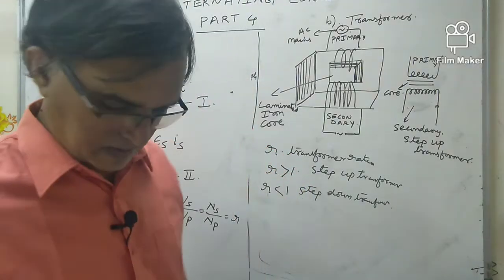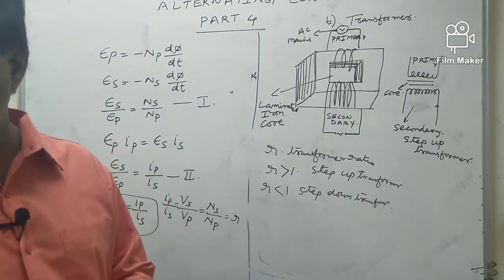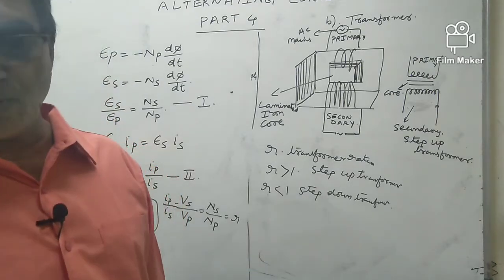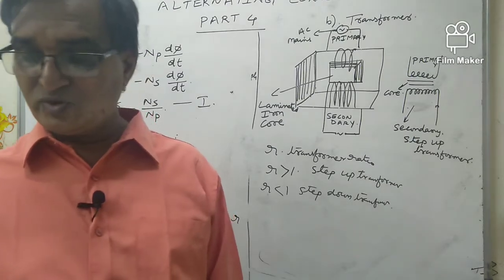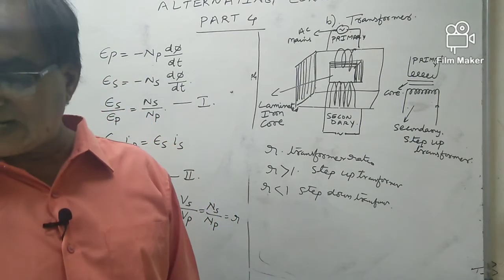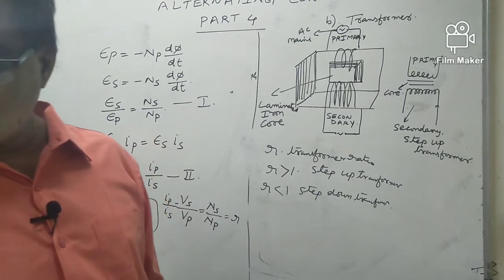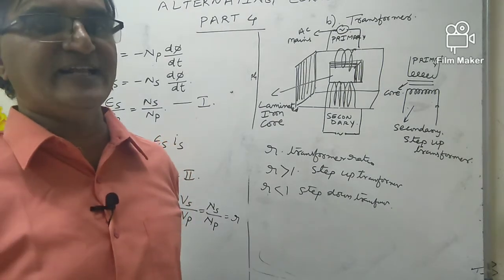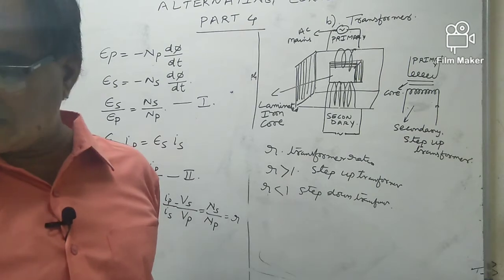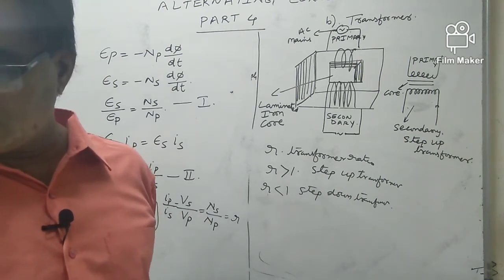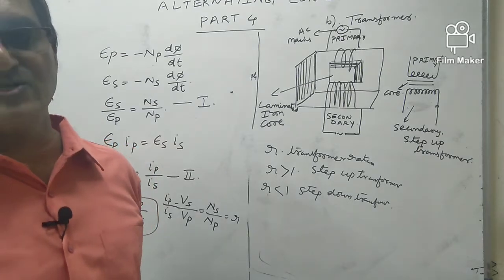This is about the transformer. Efficiency is equal to output by input. And what are the energy losses in the transformer? When alternating current is passed through the primary and secondary coils, heat is developed in the copper turns. This is known as copper losses.